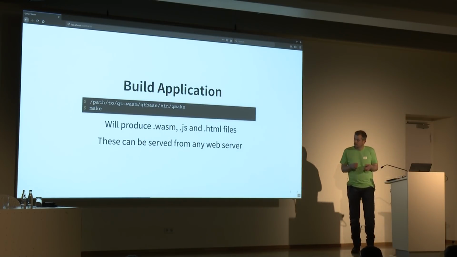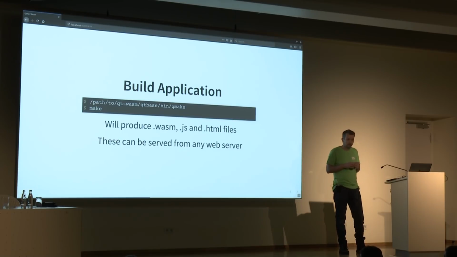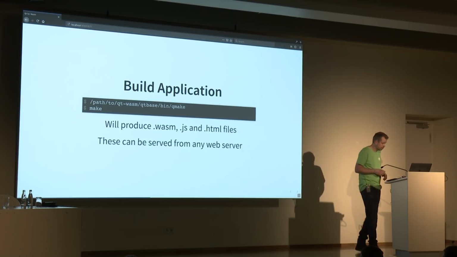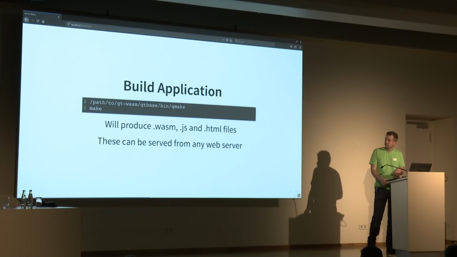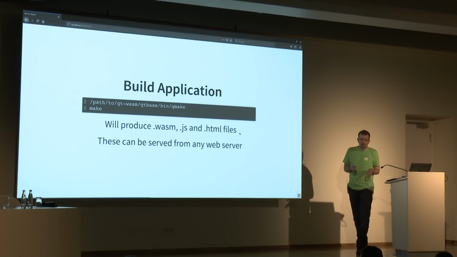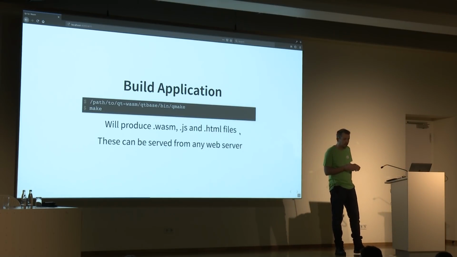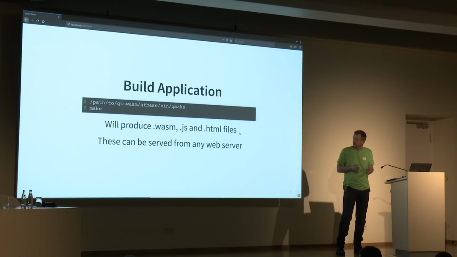Okay, so we have built Qt, and now we're going to build the application. We support QMake as a build system for now. So if you've done that before, that's pretty straightforward on the command line. The output from this will be the .wasm file that contains the application binary, and also a couple of JavaScript and HTML helper files that provide the environment and the loader for the application.